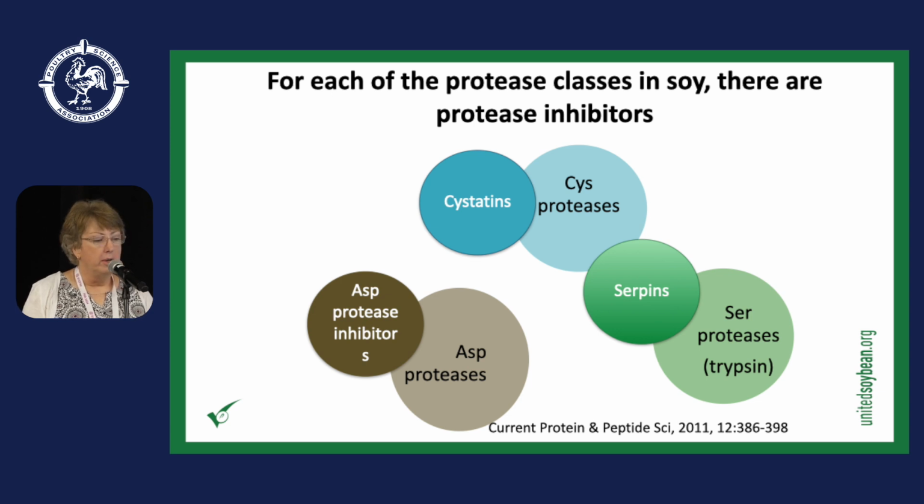which are proteins that inhibit serine proteases. Although there's some overlap there, not in soybean, but in other plants that have been described, that will also inhibit cysteine proteases, so they're known as promiscuous.